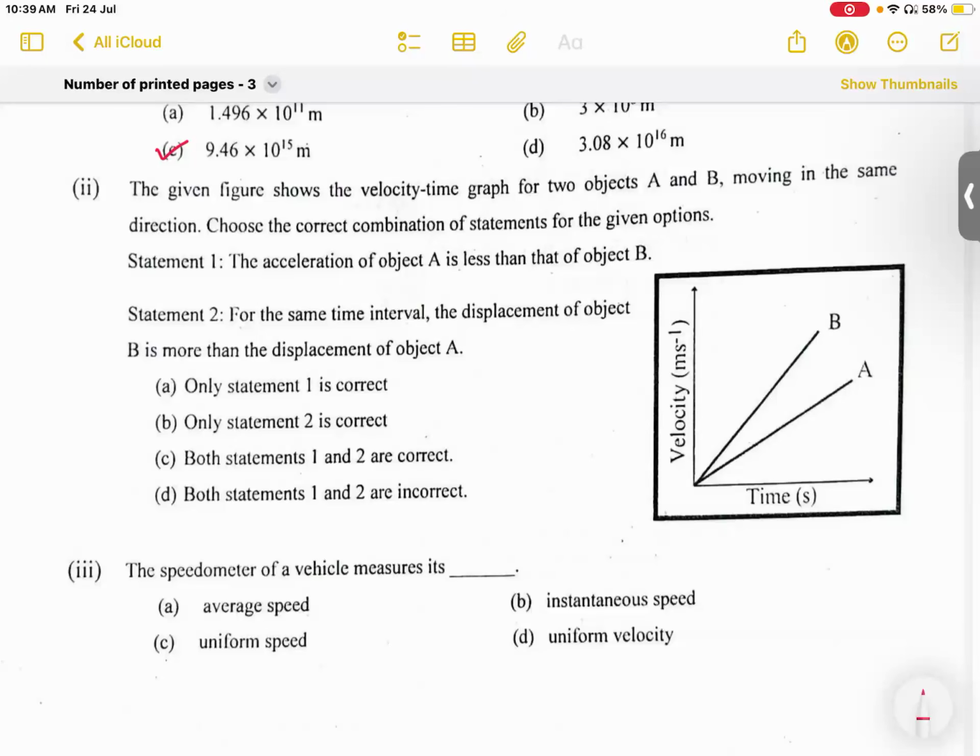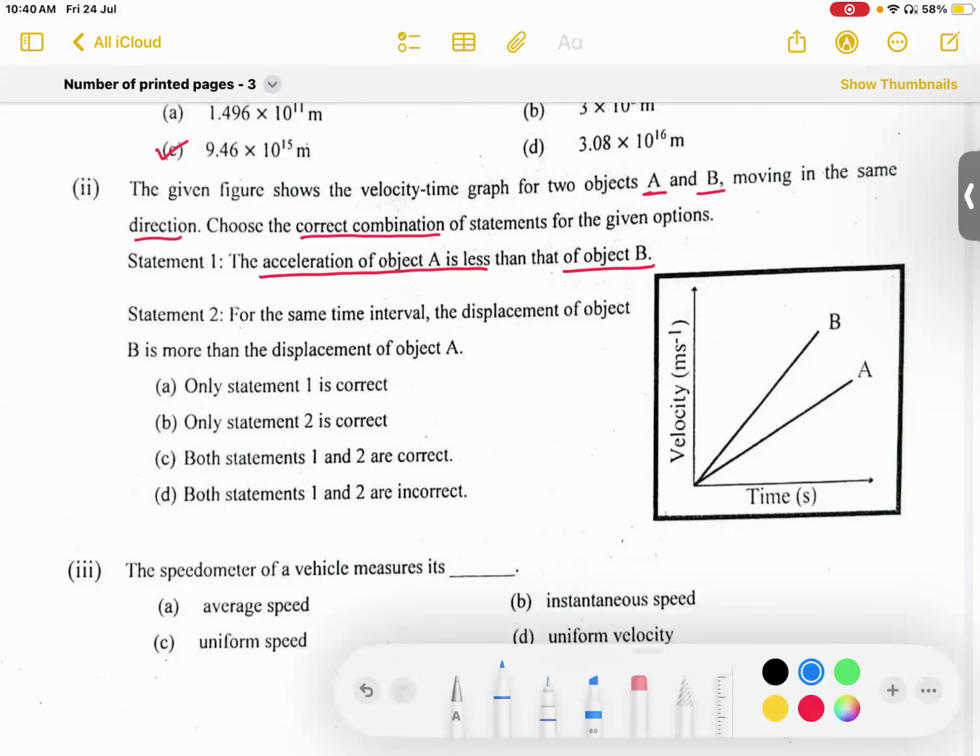The next question. The figure given below shows a velocity-time graph of two objects A and B moving in the same direction. We need to select the correct combination of the statements for the given option. So statement number one is: acceleration of A is less than acceleration of B. Let's try to see, is acceleration of A less than B?